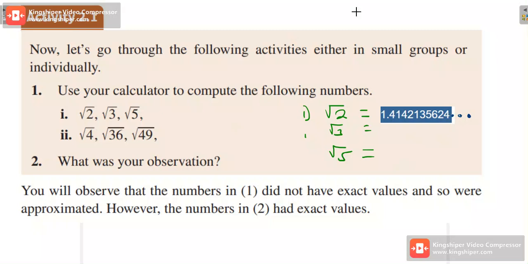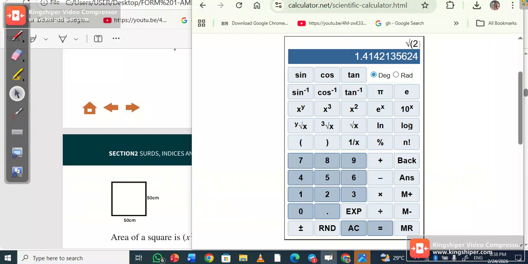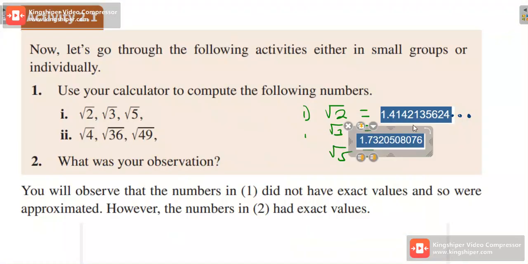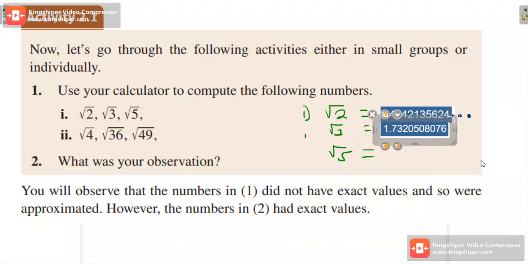Let's take the next one, root of 3. So square root of 3 is giving me 1.7320508076, and it goes on forever. So this is the value of root of 3. It goes on in that respect without repetition.